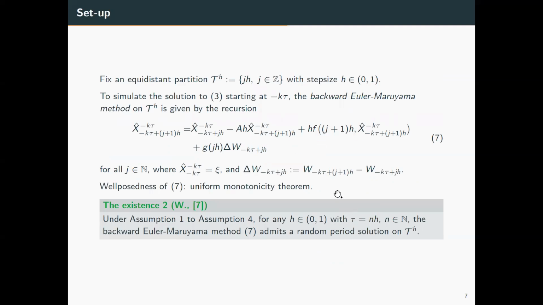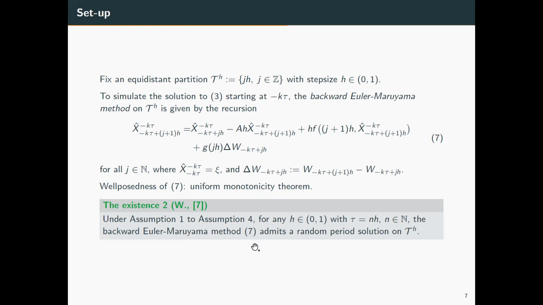To formulate the scheme, we first give an equidistant partition on the time horizon R with step size h. We simulate the path starting from -kτ. The scheme is given by a recursion and can be implemented by iteration. We have implicit prediction on the drift term only. The well-posedness can be ensured by applying the uniform monotone theorem.